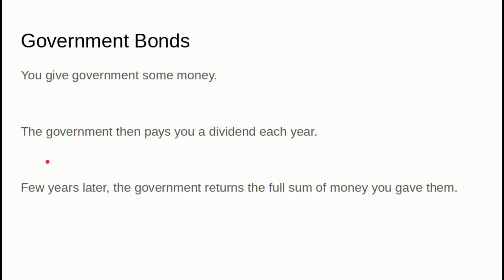First, it is useful to cover what the concept of a government bond is. So basically you just give the government some money, and then each year, for a set number of years, the government will then pay you a dividend, which is a sort of small annual payment each year, and then when the bond matures, normally a couple of years later, the government will return the full sum of money you gave them.